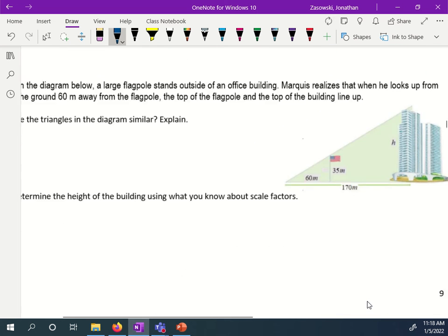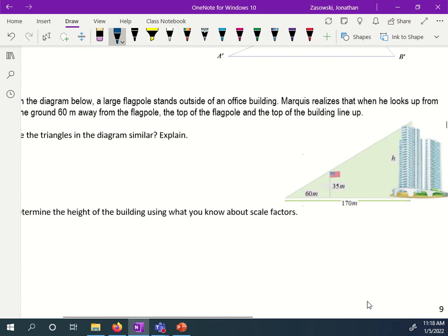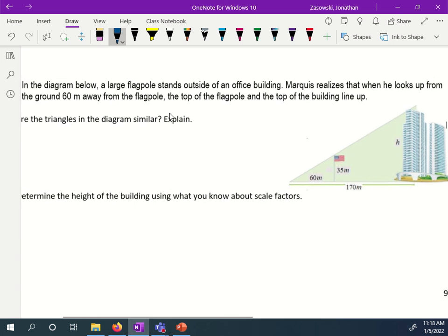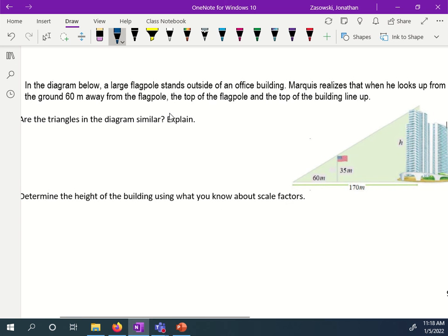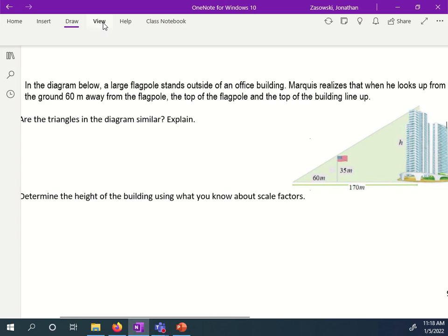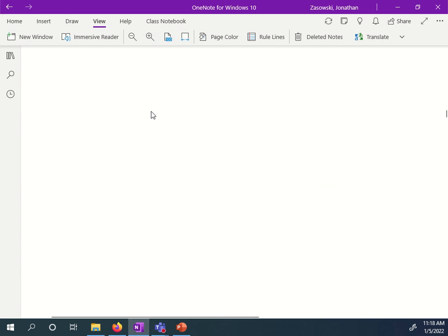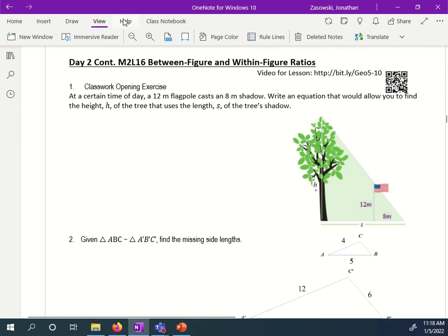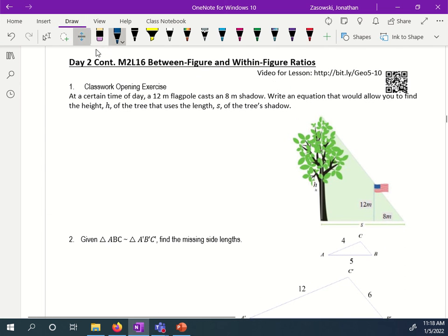The other thing we're going to do today is word problems. I would really like you to take a look at the bottom of page 9, and let's talk about Marquise and his building question here. These questions that we're going to take a look at today are going to be using similar triangles.